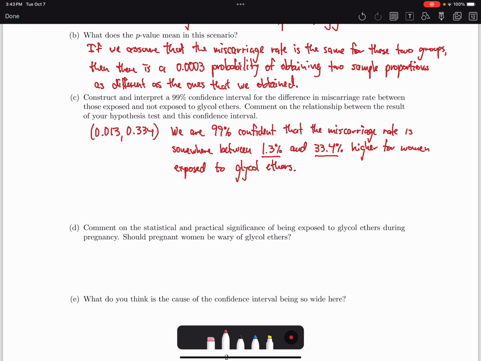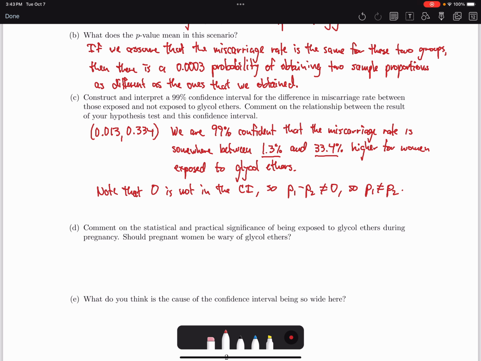So maybe I'll say that. Note that 0 is not in the confidence interval. So P1 minus P2 cannot be 0. So P1 cannot be the same thing as P2. Okay, I'm speaking very loosely here. It is, of course, possible that P1 and P2 are the same thing, but we just so happened to get a sample that was kind of unusual. But what we're saying is that that's highly unlikely, right? So 0 is not in the confidence interval.